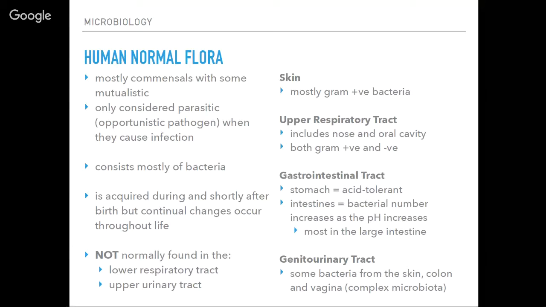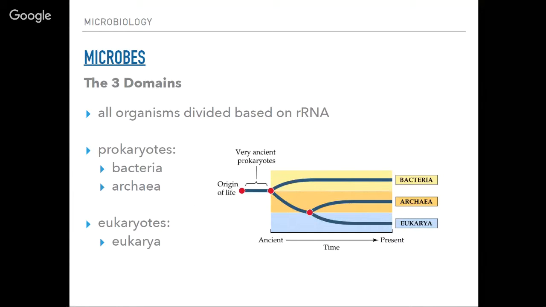The important part to remember is that your lower respiratory tract and upper urinary tract are completely sterile. If there are bacteria in there, it means something is wrong. This is a list. You can read the list. The only important thing: the stomach, even though it's super acidic, has some bacteria that live there because they're acid tolerant. Microbes are classified into 3 domains: bacteria, archaea, and eukaryotes. Your archaea, no one cares about them because no one's found any that infect human beings yet.